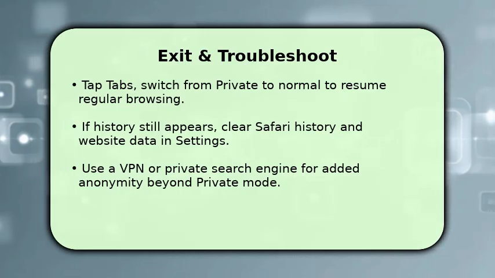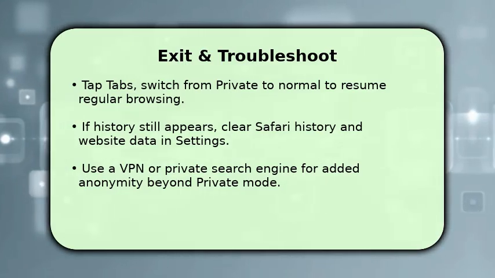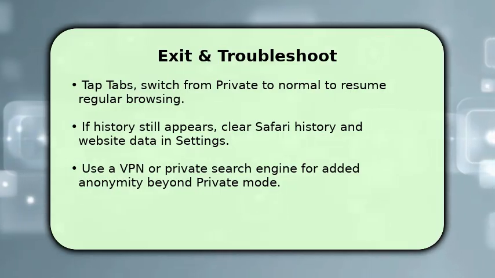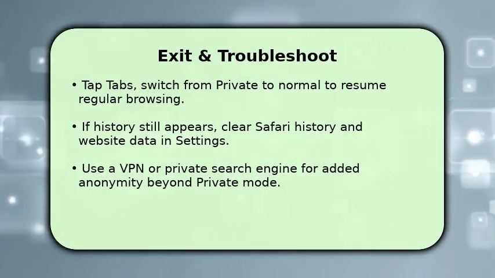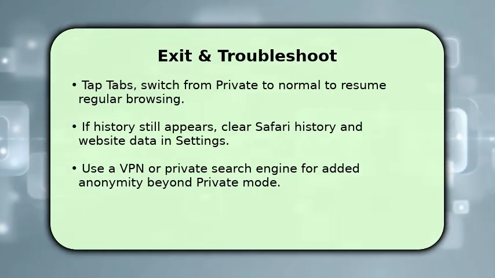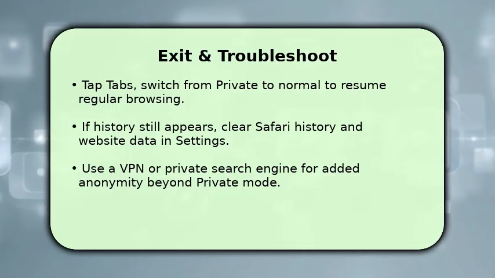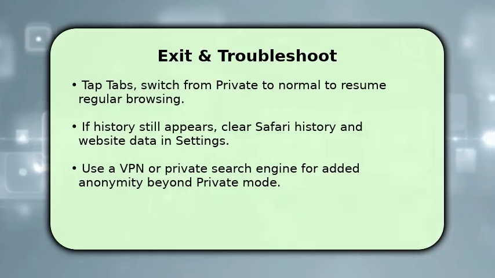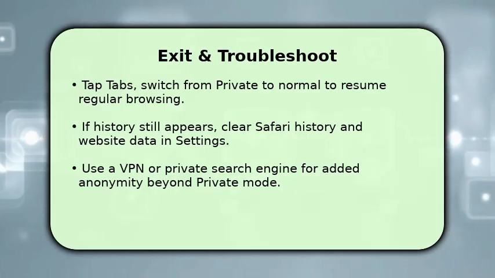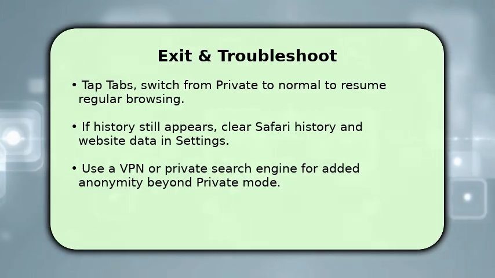If you notice entries remaining after private sessions, go to Settings, Safari, and clear history and website data to remove cached items. Make sure private mode looked activated. A darker UI or the private label confirms it. If you need stronger privacy, add a VPN or a private search engine, because private mode doesn't hide your IP address or block server-side tracking.